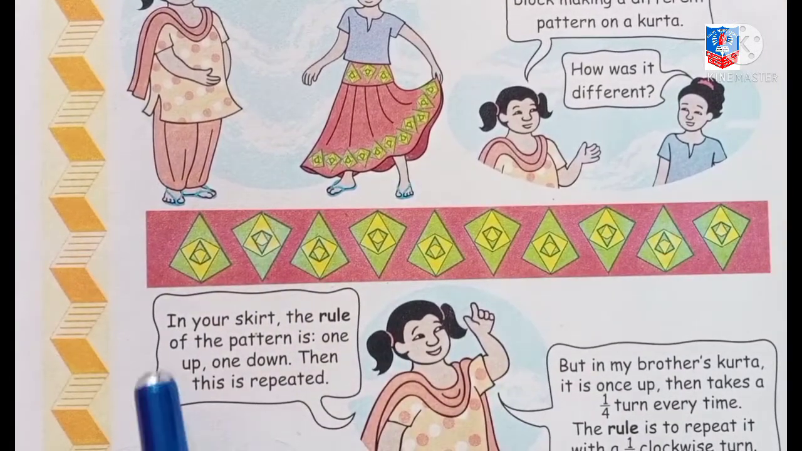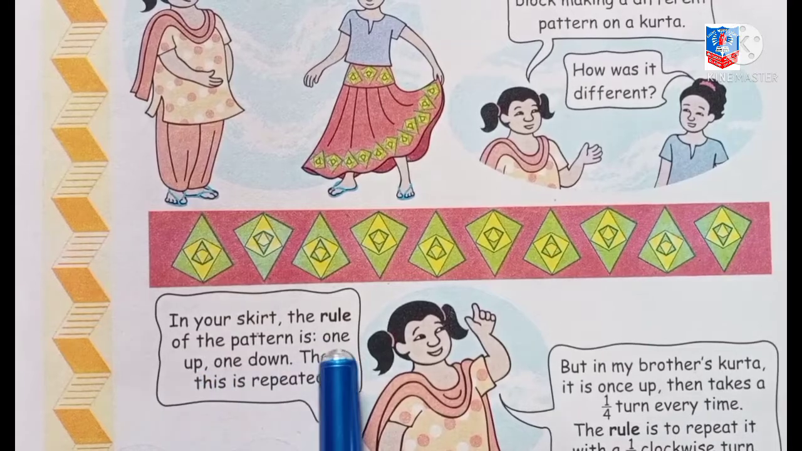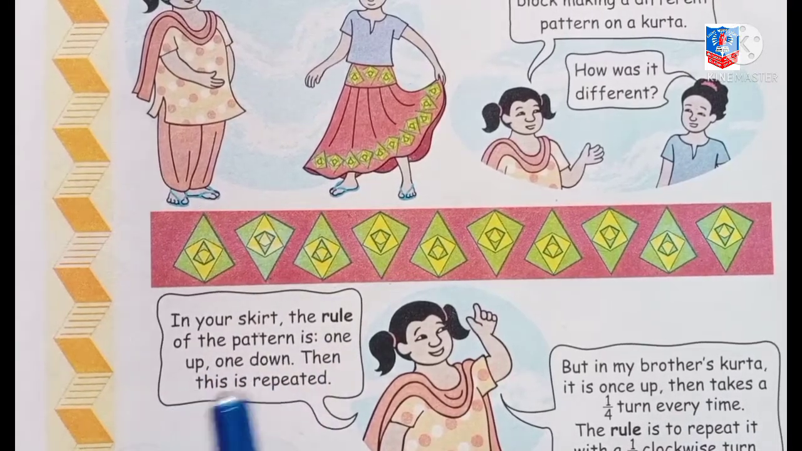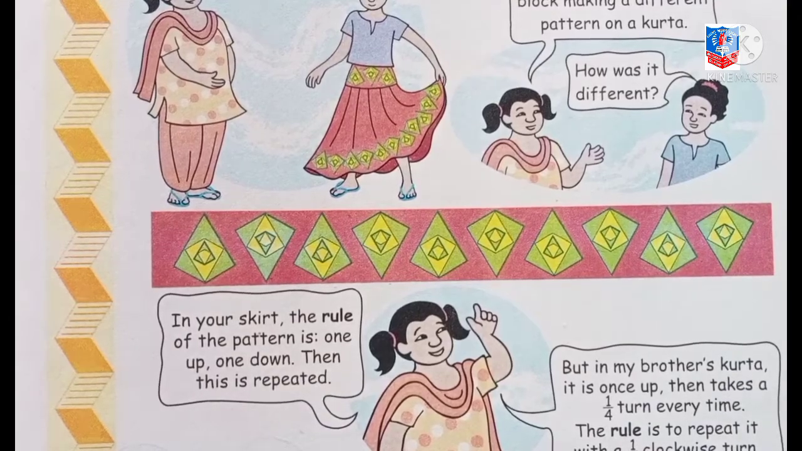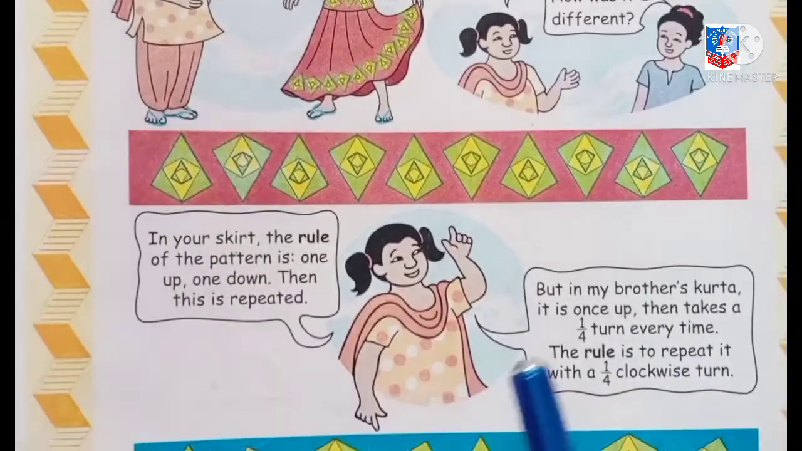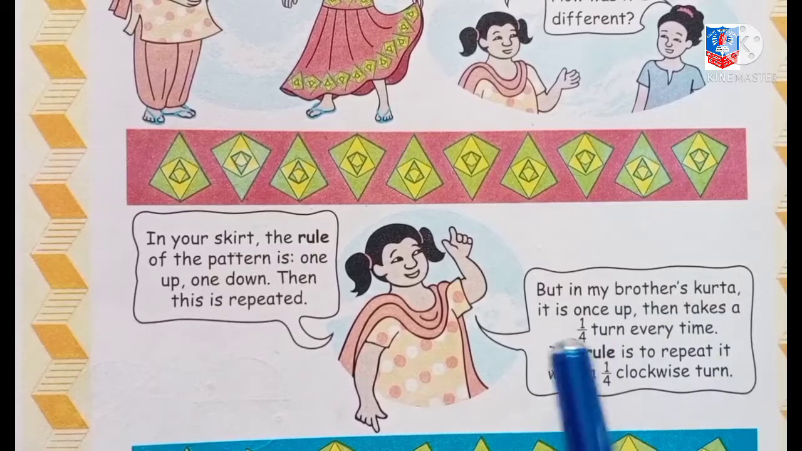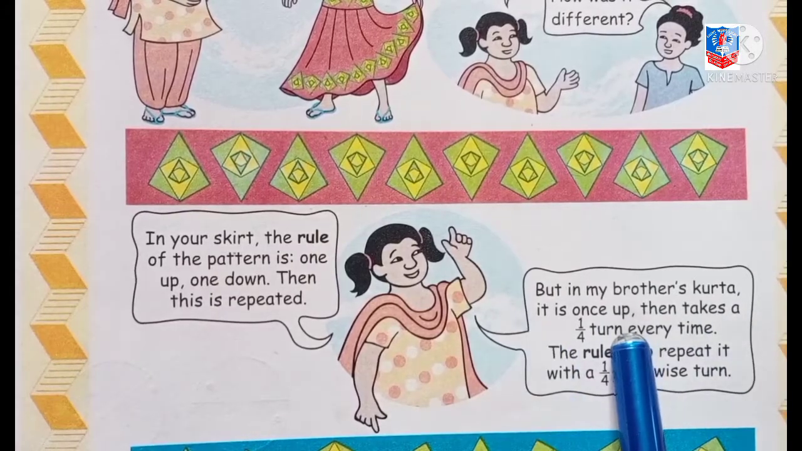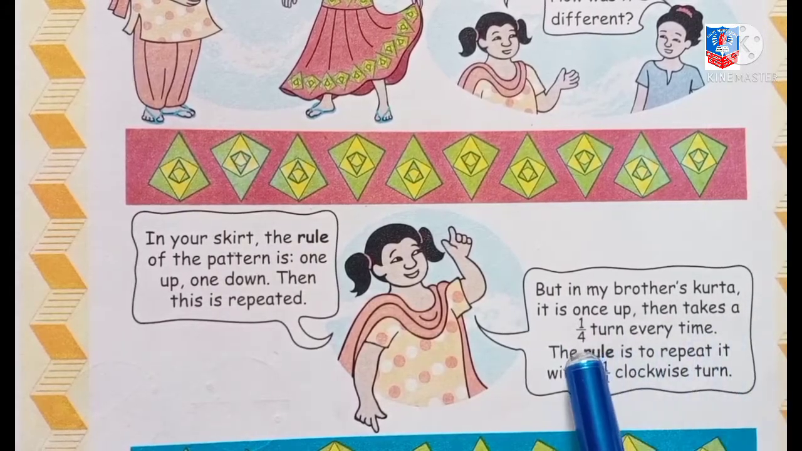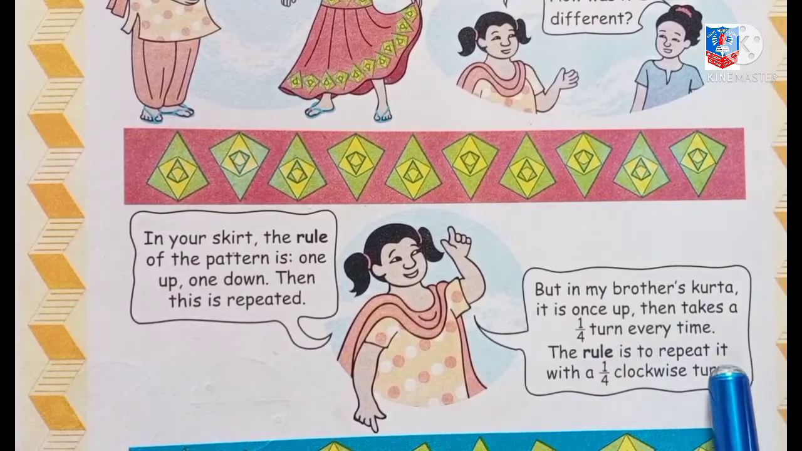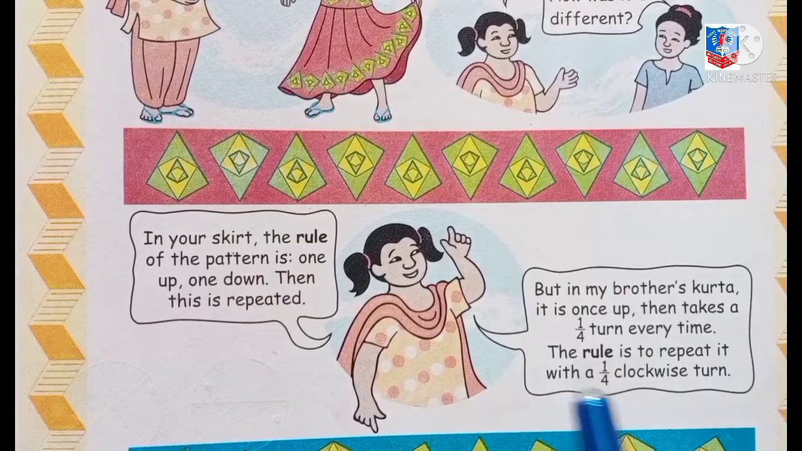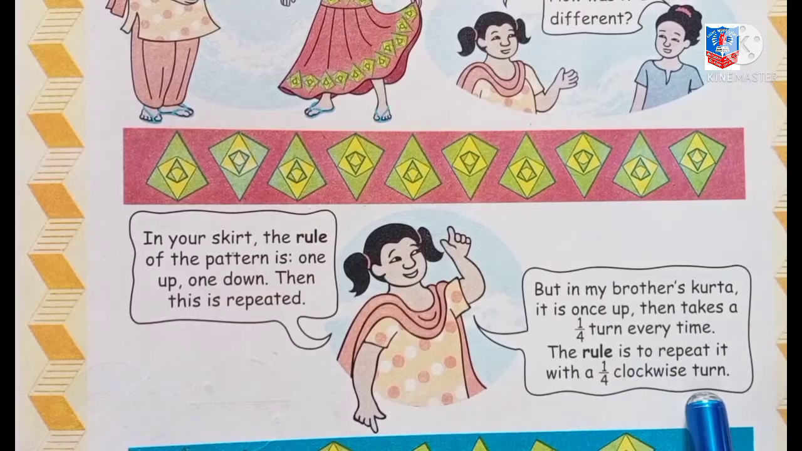Understood? Now see, in your skirt, the rule of the pattern is 1 up, 1 down. Then this pattern is repeated. Now see here, she says, but in my brother's kurta, it is once up, then it takes a 1/4 turn every time. The rule is to repeat it with a 1/4 clockwise turn.